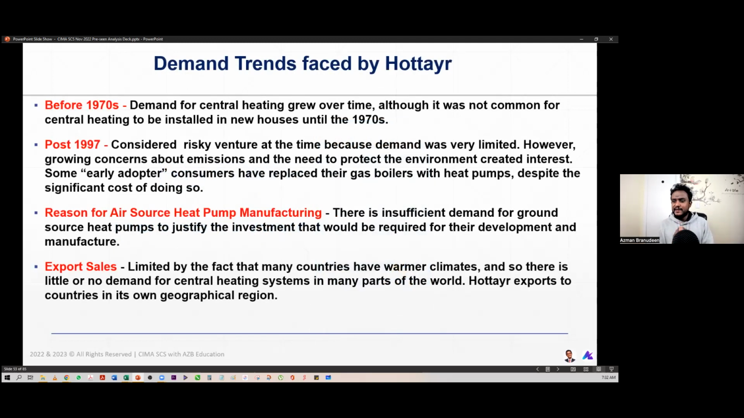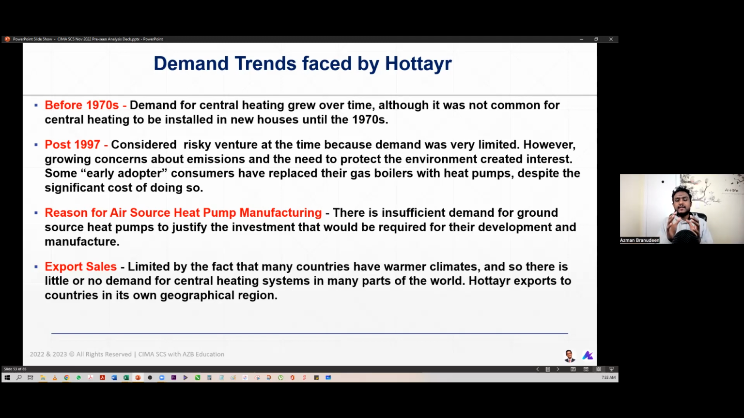Firstly, we are going to look at demand trends faced by Hottayr. So you know that we started in 1952. We quoted ourselves in 1967. Throughout the span of these last 50, 60, 70 years, we have faced certain demand trends. Now, the first one is that before the 1970s, the demand for central heating slowly grew, although it was not common for central heating to be installed in new houses until the 1970s.